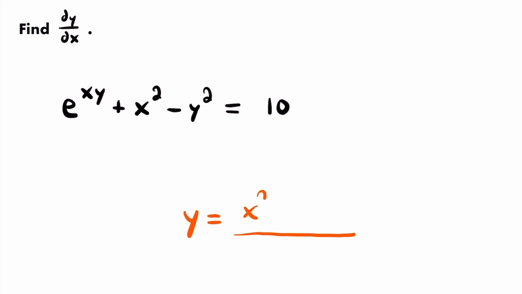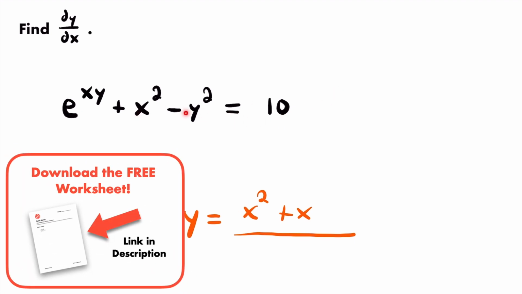That could be x squared, it could be x squared plus x. It could be a multitude of different functions, but that's not what we have here, right? We don't have y equals some expression in terms of x. We have a function where x and y are found on the same side of the equation. We don't have one variable solved for the other. We have x and y mixed together, right? Our function is e to the power of x times y plus x squared minus y squared equals 10. This is what we would call an implicitly defined function.